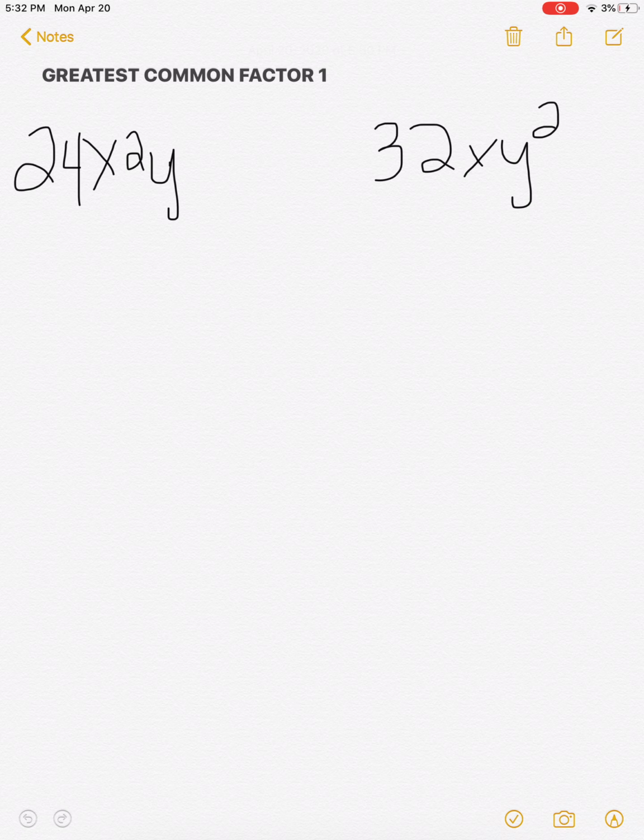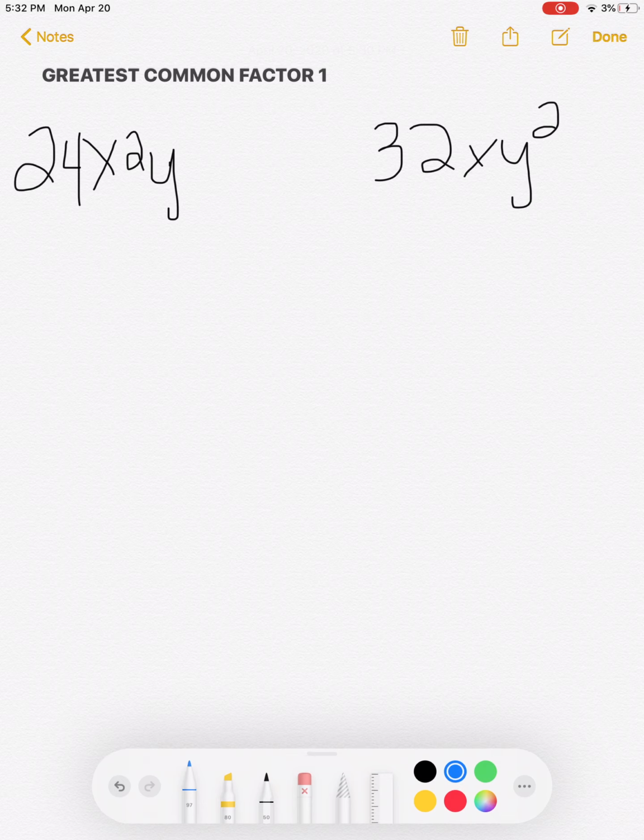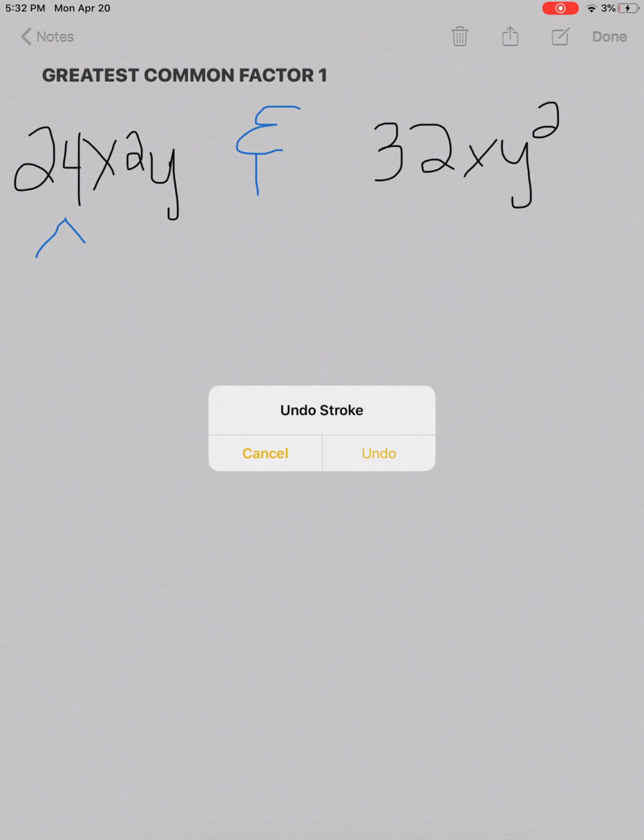For example, we're going to find the greatest common factor of 24x squared y and 32. So here is method number 1. That's supposed to say and. So the first thing we're going to do is take 24 and do the prime factors of 24. I'm going to do the tree for this one.